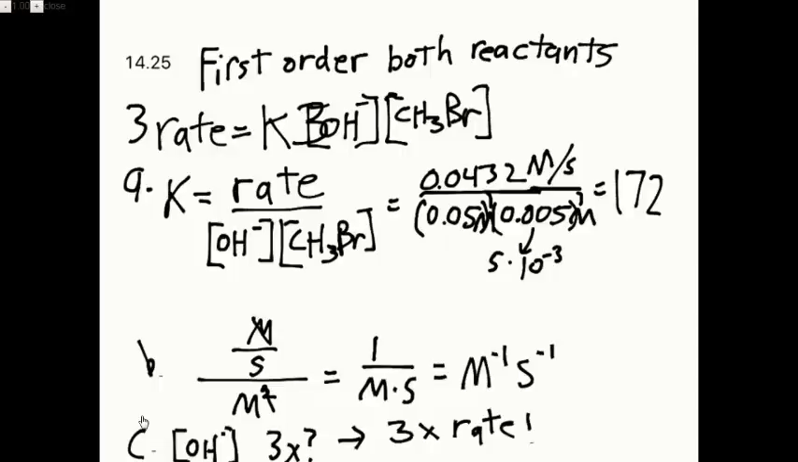If it was a second order reactant, that would mean that the OH concentration is squared in our rate law equation, and then we would have to square our 3 if we're tripling it, and we'd end up with 9 times the rate. But that's not what this was asking.